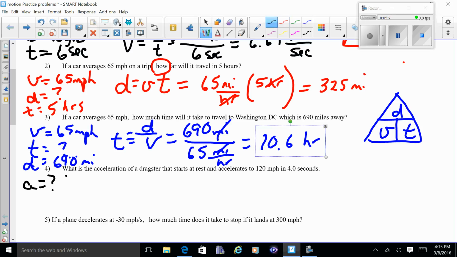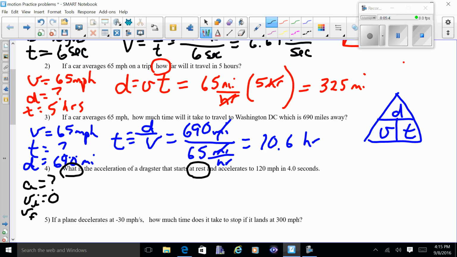And it accelerates to 120 miles per hour. Now, don't confuse 120 miles per hour with acceleration, because it's going from rest to 120 miles an hour, which is its speed. So its final speed is 120. And it says it does this in 4 seconds. Well, that means my time is 4 seconds. Now I've got to figure out my acceleration.